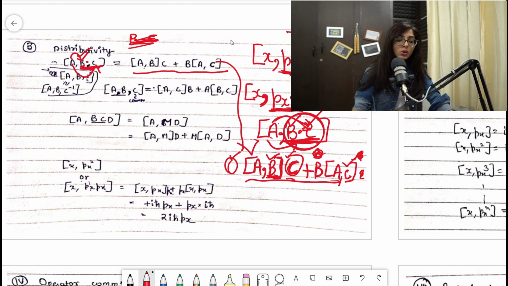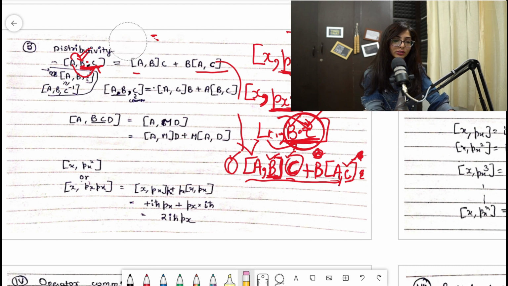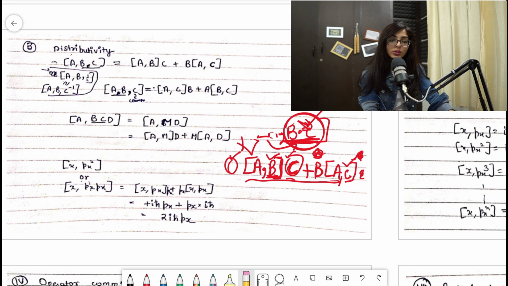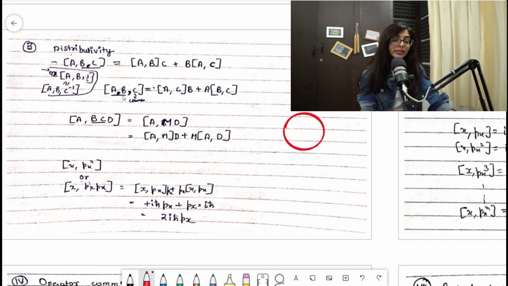Clear? Another form can also be there, when the pair is in the first position. When the pair is in the first position, you can see the next example where ab comma c is there. Let's see what will happen in that case. So here it is ab comma c.